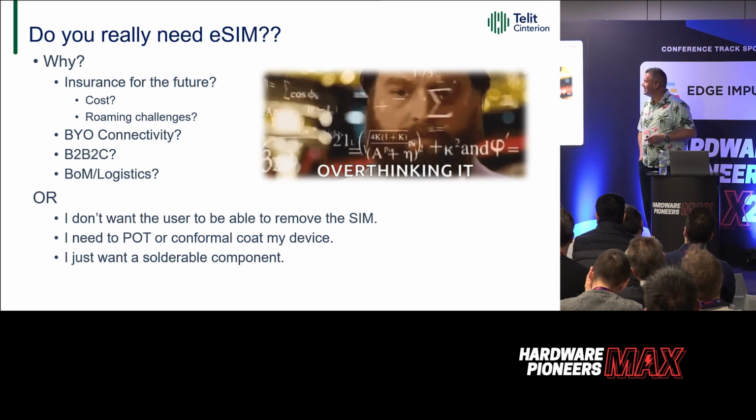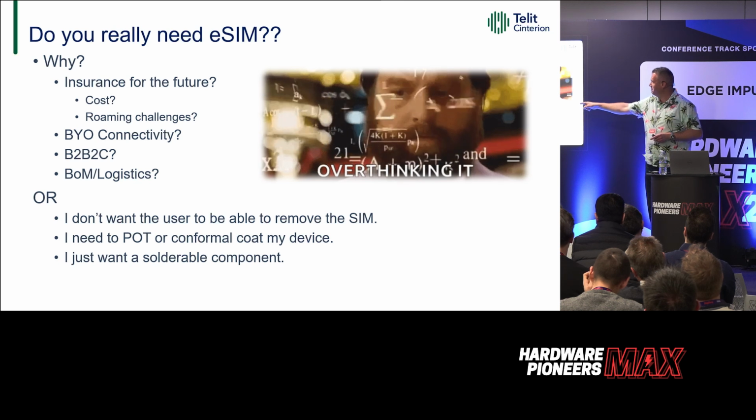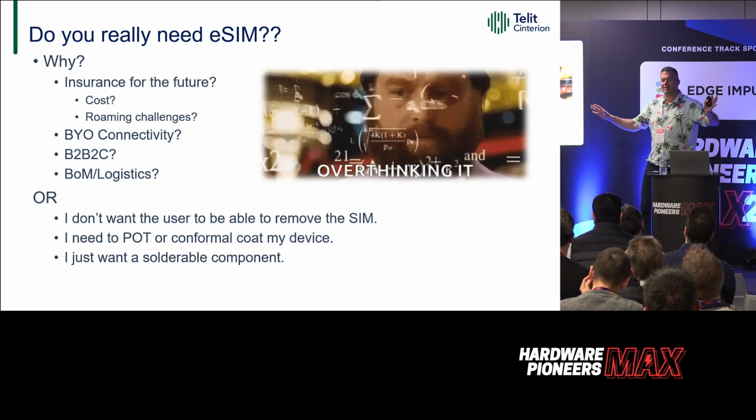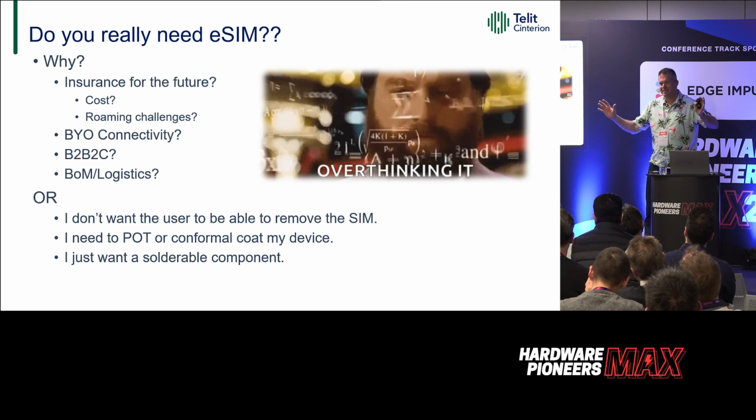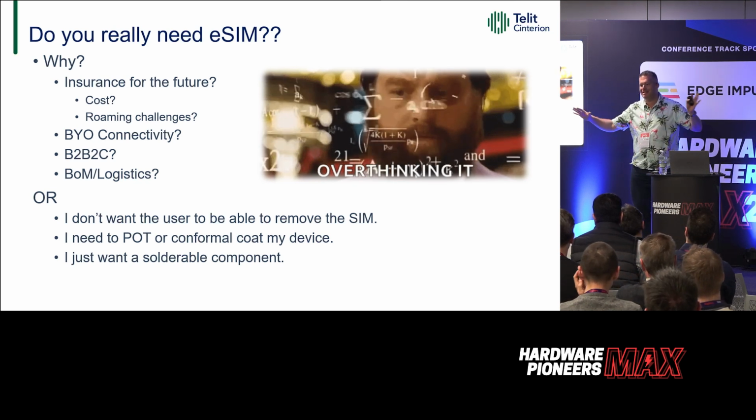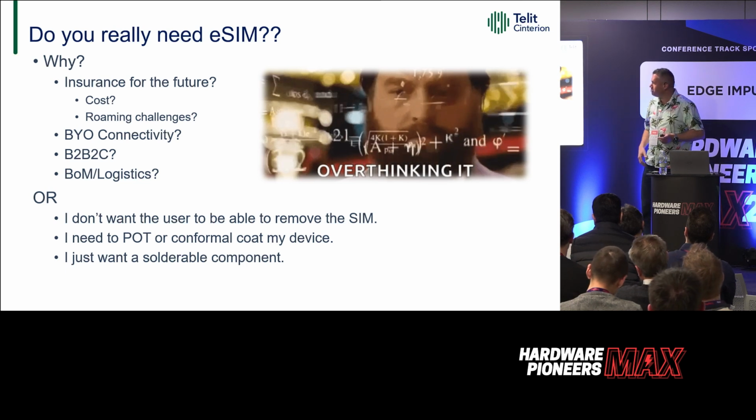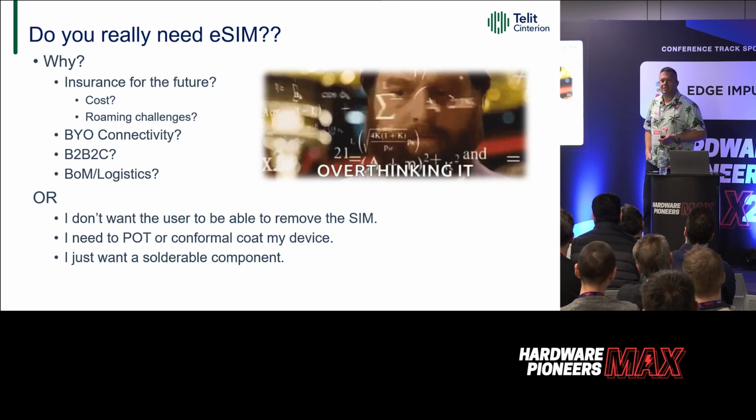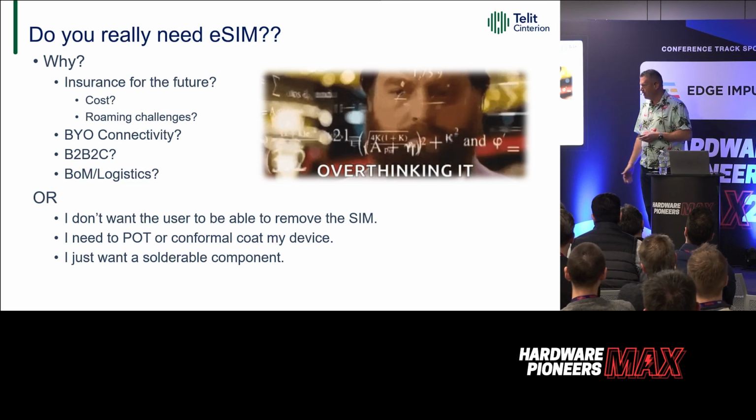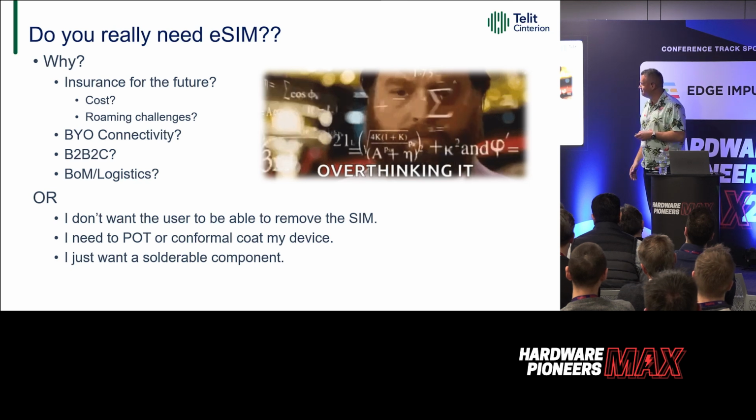You don't need an eSIM, you just need a chip SIM. Or, I need to put a conformal coat on my device. I'm totally happy with the SIM contract I have. I'm happy using whatever I'm using today. I just don't want to have a removable SIM card anymore, or I want to cover it in resin, right? Or I just want a solderable component. It's important to ask why you want an eSIM and what you mean by an eSIM. The good news is all this is possible. It's just about having the right discussion.